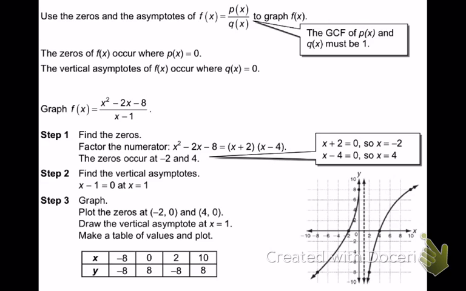Last thing I want to talk about here. You can use the zeros and the asymptotes of f of x equals p of x over q of x to graph f of x. The zeros of f of x occur in the numerator. Hopefully I spelled that correctly. And the vertical asymptotes occur in the denominator.